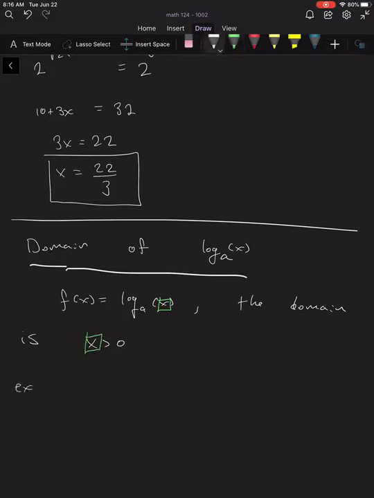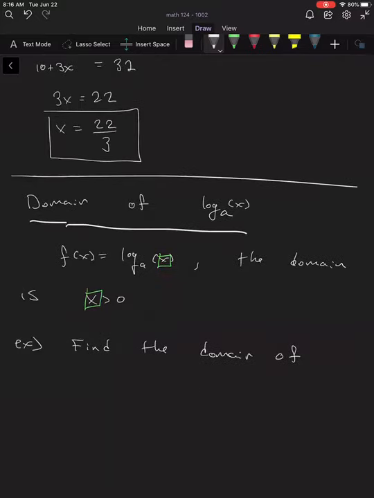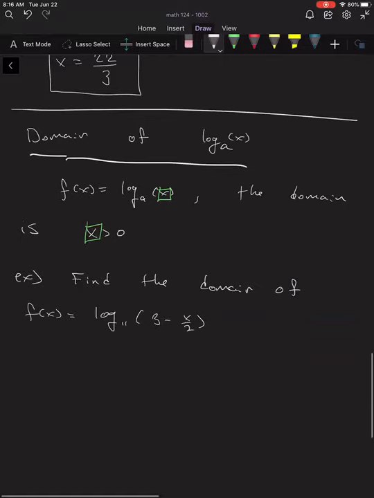So for example, let's find the domain of f of x is equal to log base 11 of 3 minus x over 2. So we're looking above, the domain of our log is just whatever's on the inside needs to be strictly bigger than 0, not bigger than or equal to. So in this situation, 3 minus x over 2, that's what's on the inside of our log.